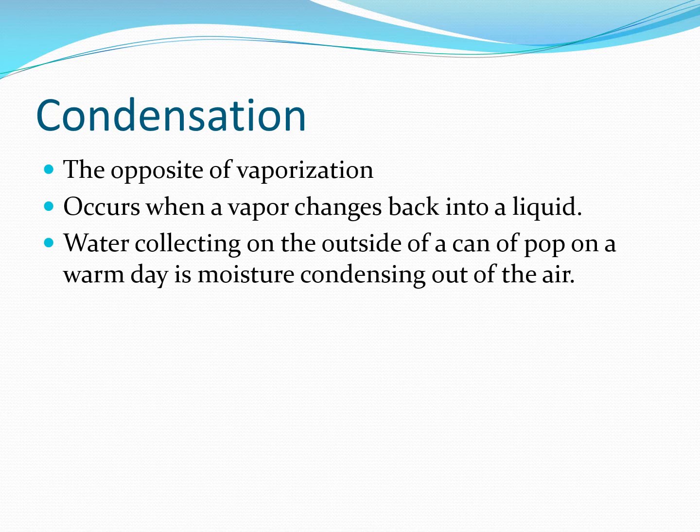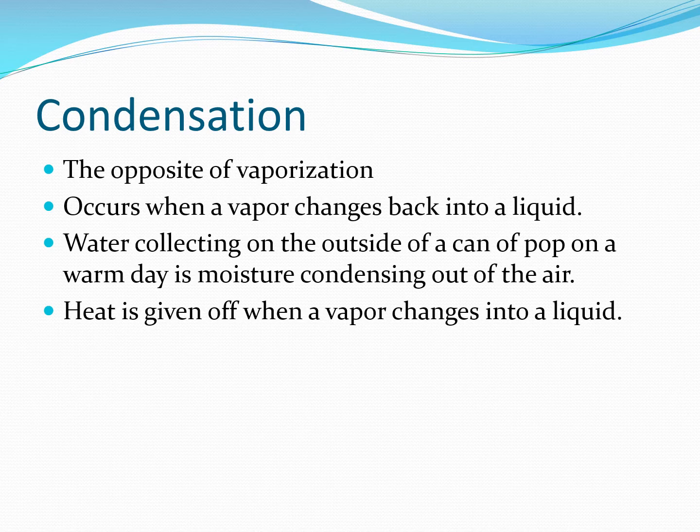So water collecting on the outside of a can of pop, if you look over to the right or left of you, I'm willing to bet that some of you have a can of pop or a glass of beverage with you right now, and it probably has water collecting on the outside of that can or glass. That is an example of condensation because the moisture is condensing out of the air. The moisture that you're seeing on the side of that can or that glass is actually the moisture from the air around you collecting on that glass or that can. This is an example of heat given off when the vapor changes into a liquid.